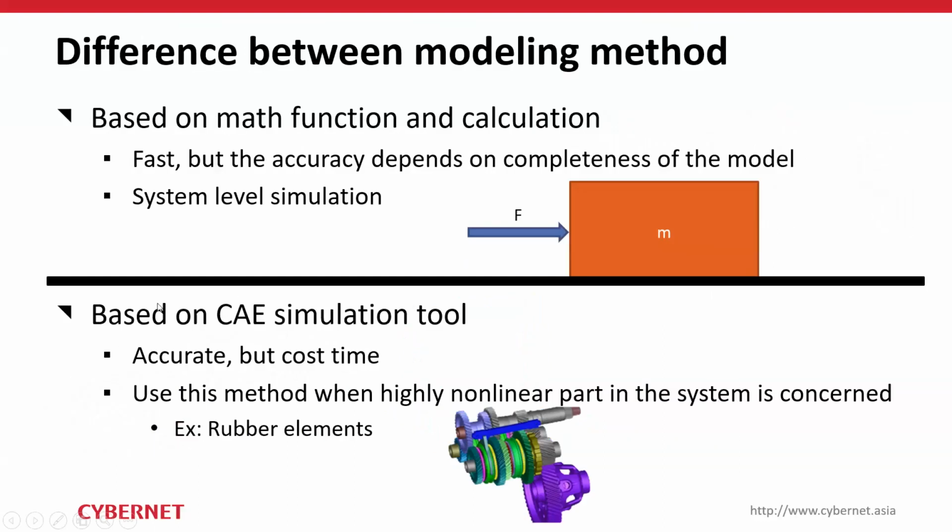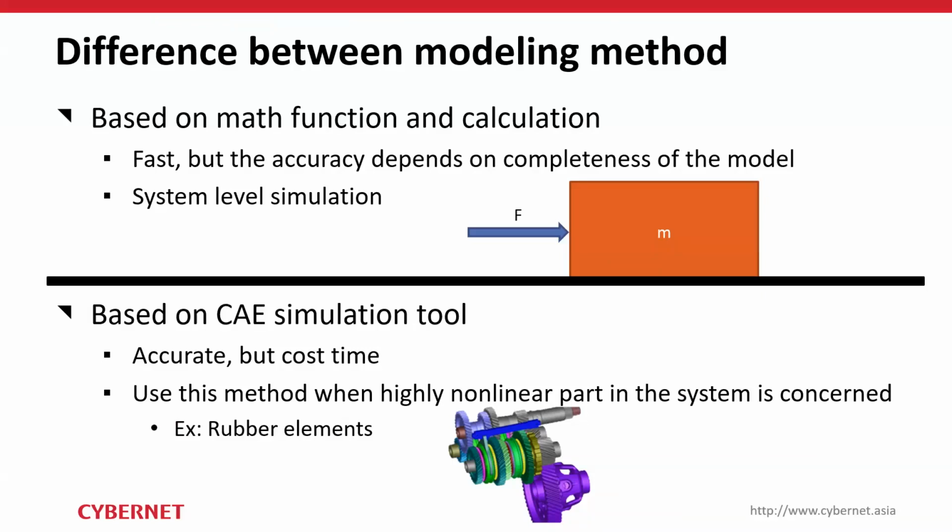The modeling method I have shown you before is based on math functions and pure calculation. It is fast, but the accuracy depends on the completeness of the model. If our domain knowledge is not strong enough, we would probably get an inaccurate model. This method is usually used in system-level design. The other modeling technique is finite element modeling, which uses a CAE simulation tool. The idea is separating the model into finite meshes and simulating each mesh's response.